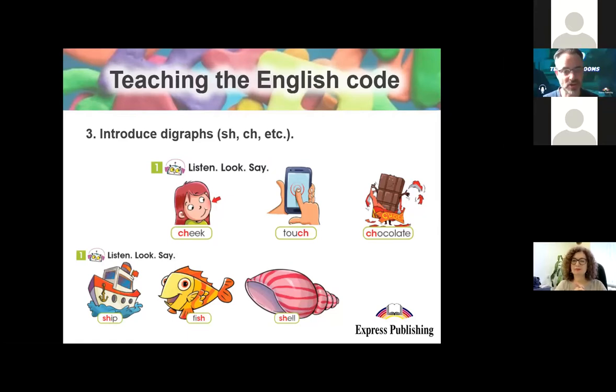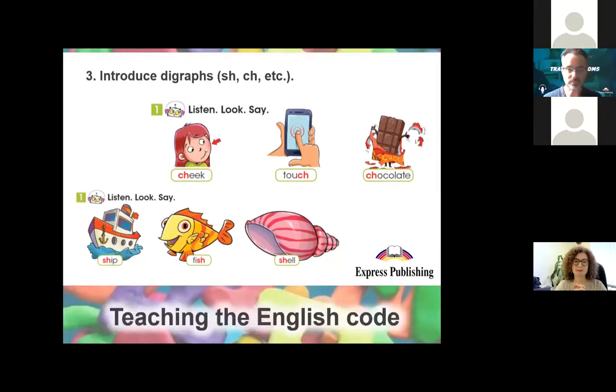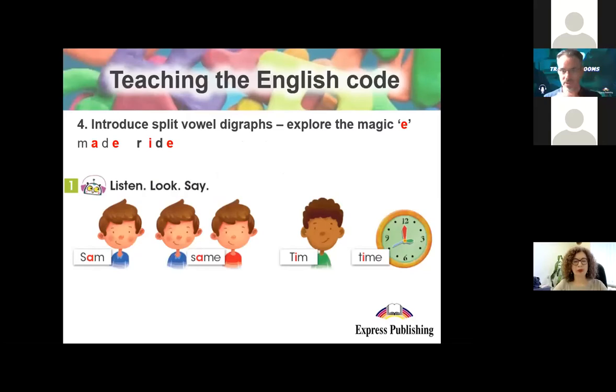So learning that these are individual sounds is the next step. Once we've done that, we take it one step further. We're going to come on to some activities in a minute.